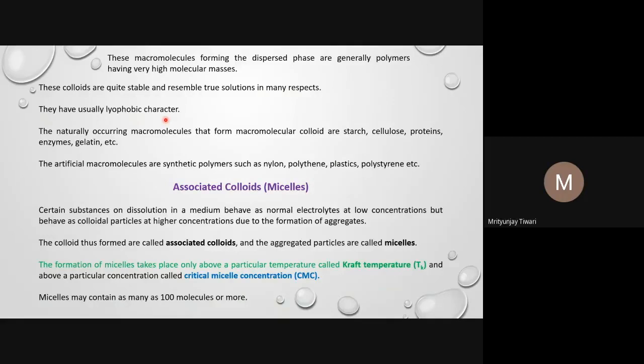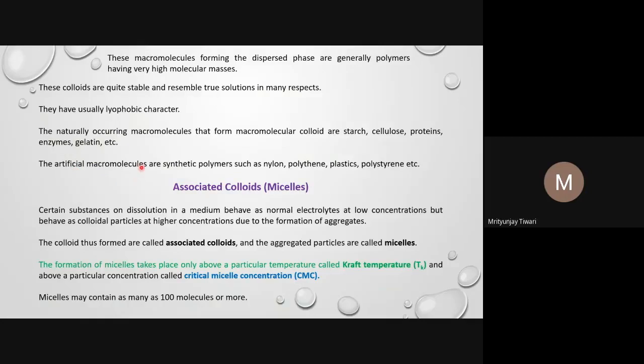As we know, proteins in solution usually have hydrophobic character. And protein folding happens because of the hydrophobic interactions, and this is the most accepted theory. That usually doesn't mean it will always happen. The naturally occurring macromolecules that form macromolecular colloids are starch, cellulose, proteins, enzymes, gelatin, and as we know, starch forms a lyophilic colloid. So again, it usually means it will not always happen.